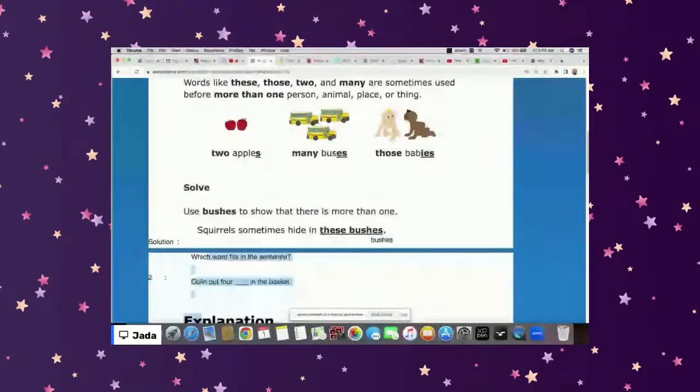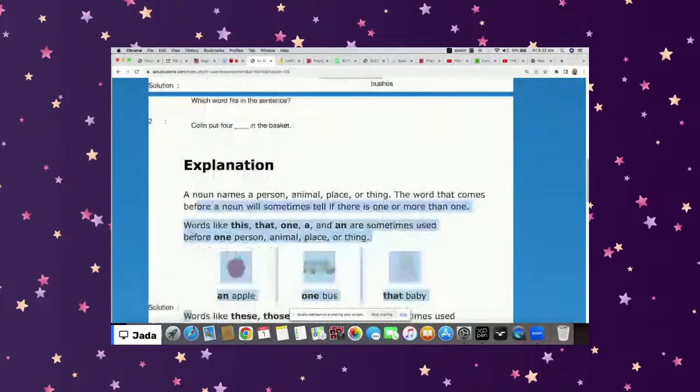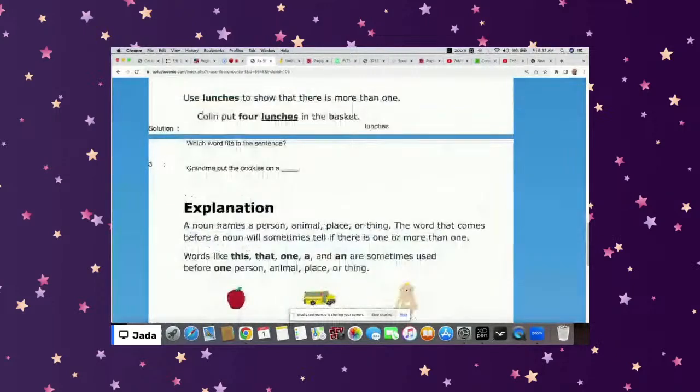So Colin put four dash in the basket. Already you see four here. This word four shows you that it is supposed to be plural because it says four. If it's just one, he's gonna say Colin put one, exactly. But it says four, so it's gonna be Colin put four lunches in the basket.